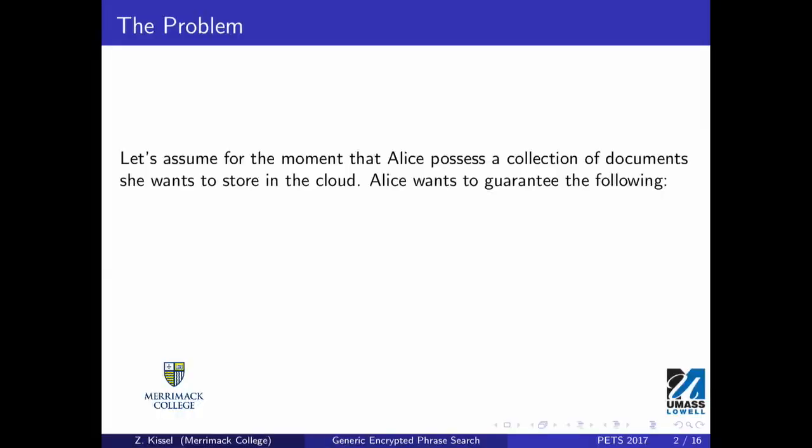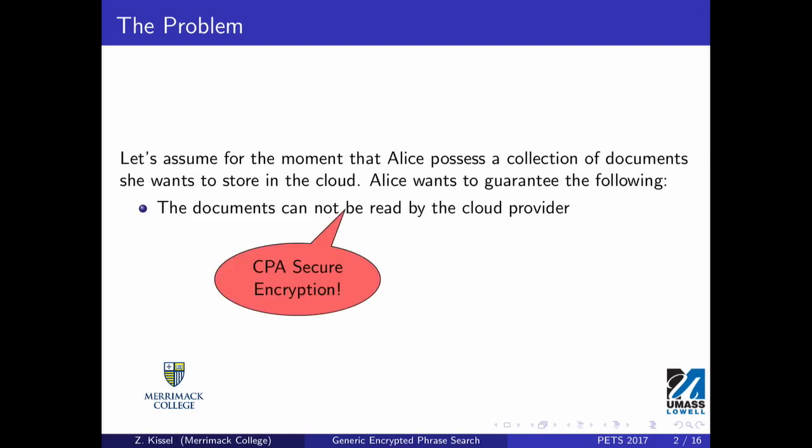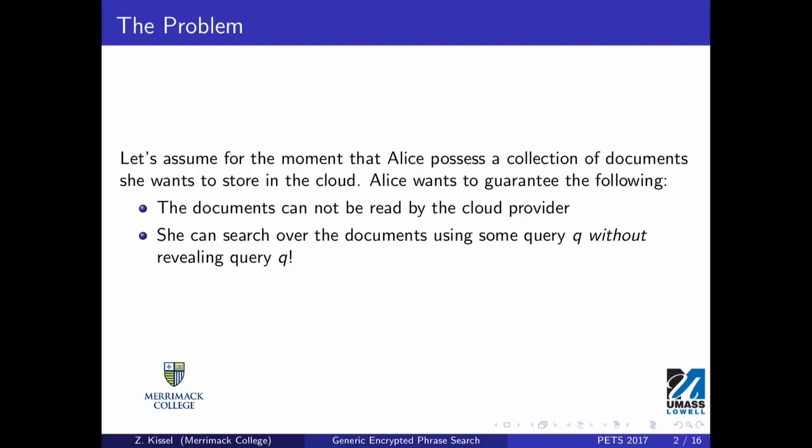Okay, so the basic problem in searchable encryption is to assume that Alice possesses a collection of documents she wants to store in the cloud. And she wants to guarantee the following two things. The documents cannot be read by the cloud provider. That's simple encryption. And she can search over the documents using some query Q without revealing the query. And that's the problem of searchable encryption.